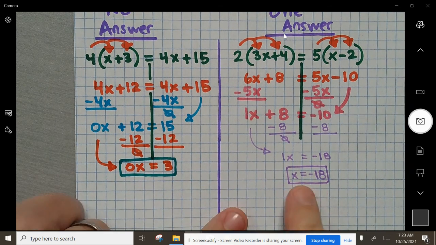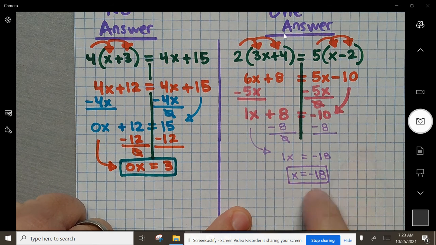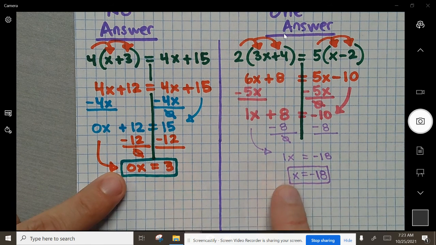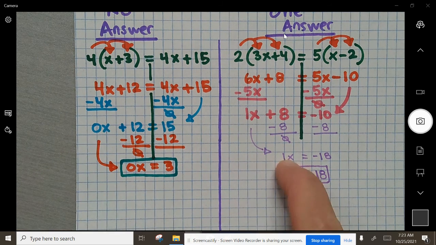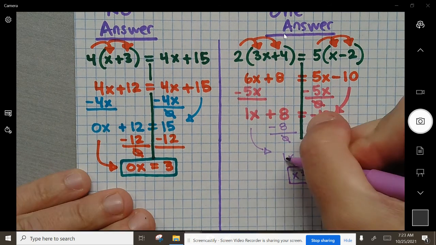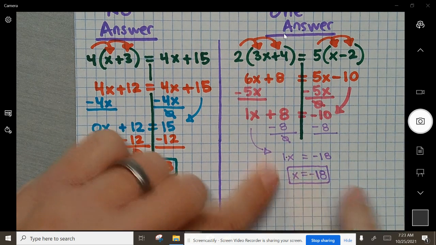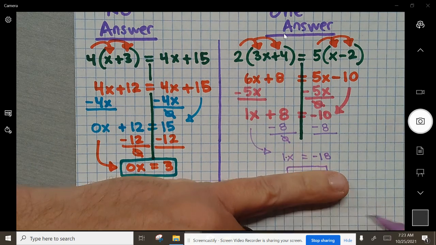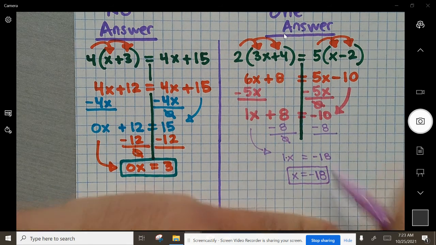If we have x equals negative 18, that's our answer. If we plug in negative 18 in here, it's going to work. So here's the deal, though. This is 1 times a number, right? If I wrote that out, 1 times negative 18. Right there, 1 times x, 1 times negative 18 equals negative 18.